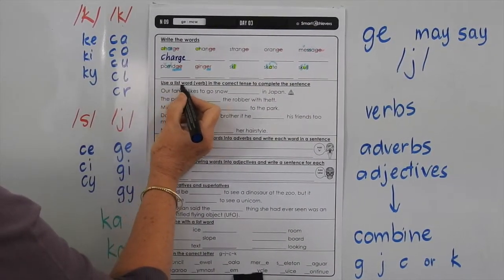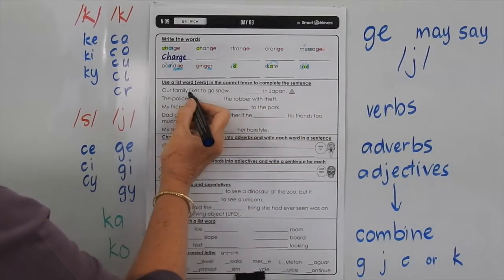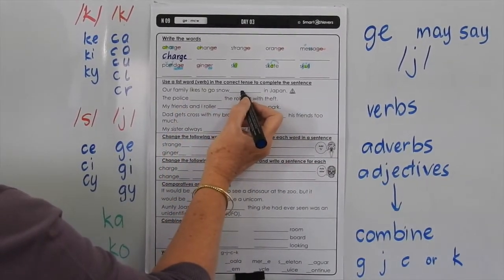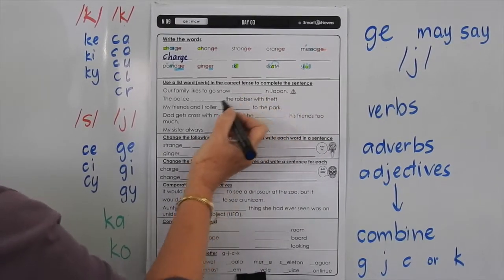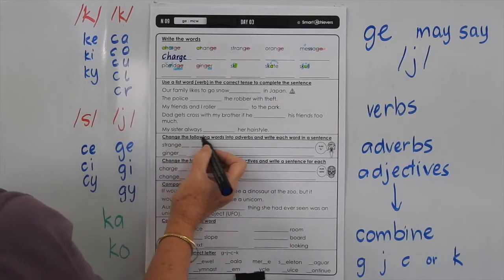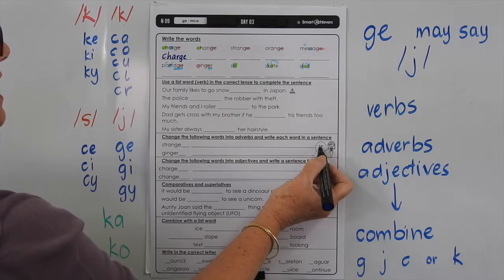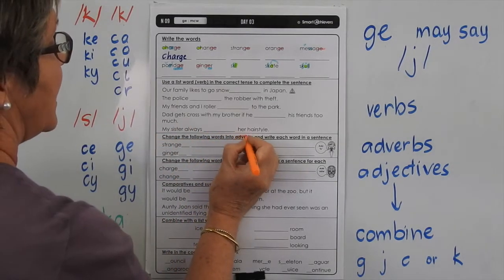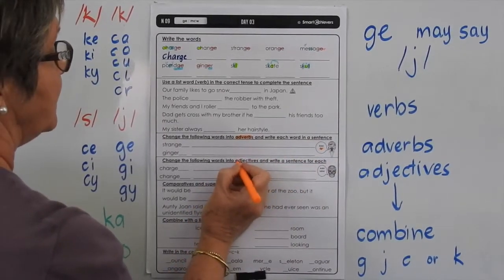Now down here it says use a list word, a verb, in the correct tense to complete the sentence. Our family likes to go snow skiing in Japan. So have a think about how you would spell that. Finish that off. Change the following words into adverbs and write each word in a sentence. So you're going to add ly for forming the adverb. We've given you that little hint. So we're forming adverbs, and we know adverbs commonly end with ly. They don't have to, but often they do.